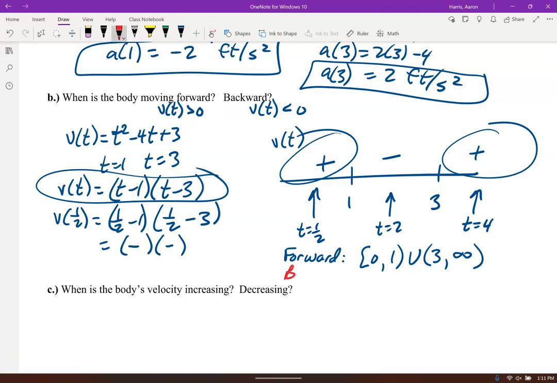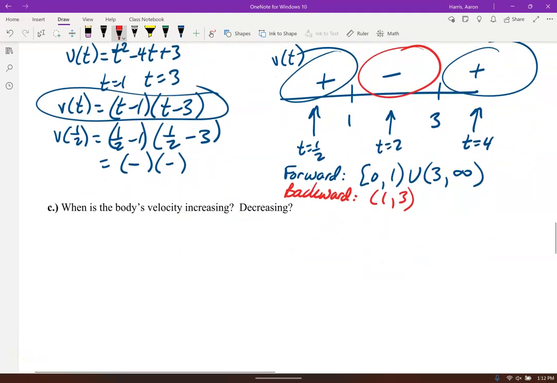That's when this thing is moving forward. When am I moving backward? Well, when is my velocity negative? Well, between there. Between 1 and 3 seconds. The body is moving backward.